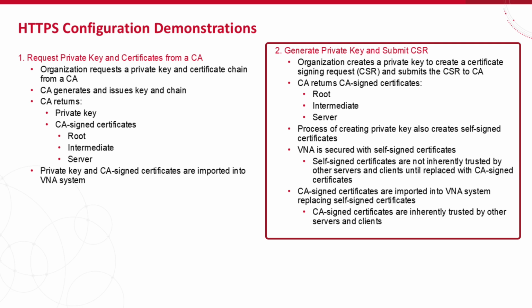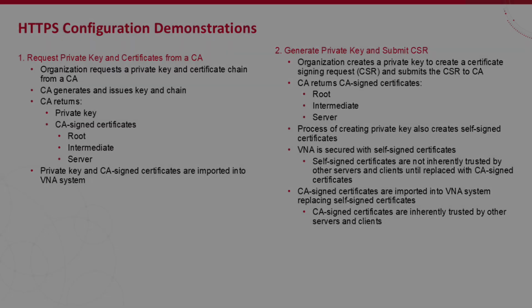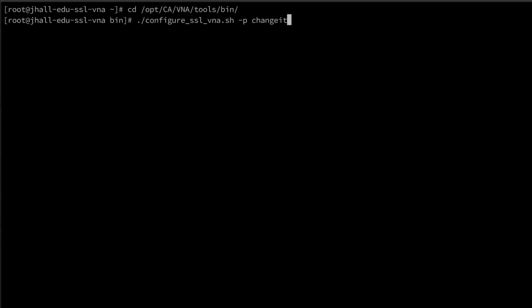When the CA returns the certificates, we will import them into the system, replacing the self-signed certificates with the CA signed certificates. The CA signed certificates are inherently trusted by other components, so this will resolve any potential communication issues from the self-signed certificates. To generate the private key ourselves, we will perform the demonstration on a fresh install, on a new server, where HTTPS has not been configured at any time.